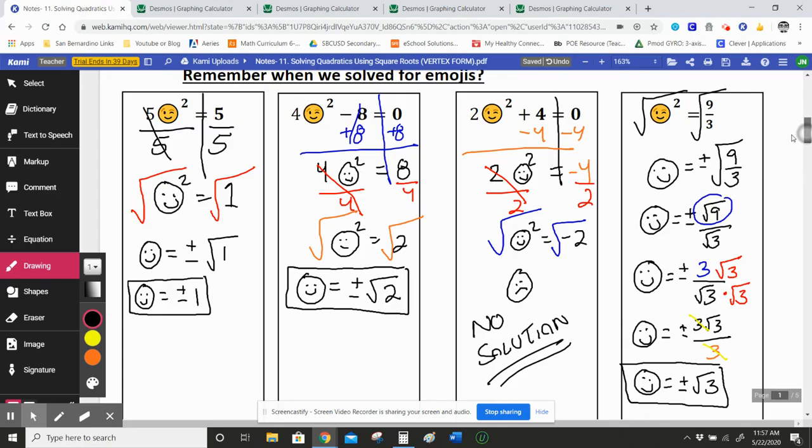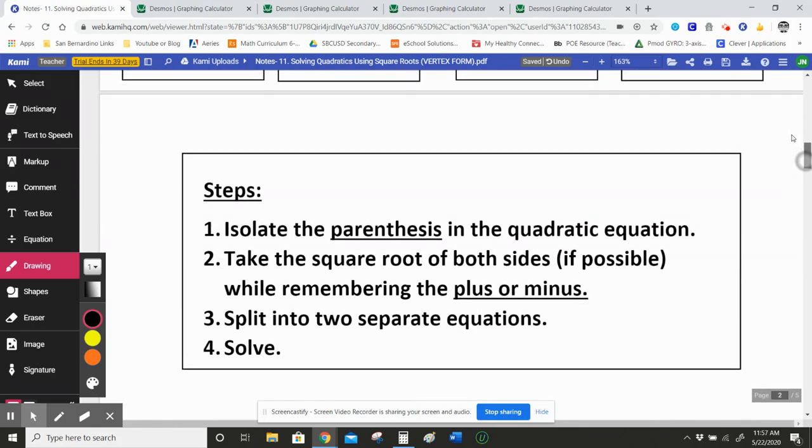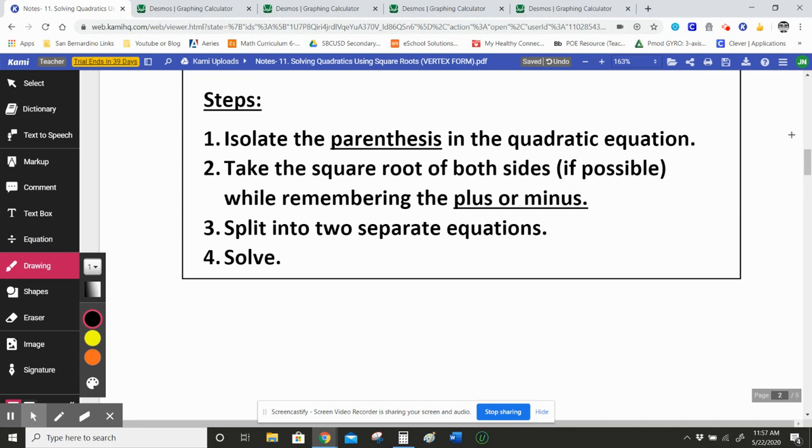Okay, now that you have refreshed your memory of how to solve emojis, let's actually talk about how to solve quadratic equations in vertex form. These are the steps you absolutely need to remember. So step number 1 is you have to isolate the parentheses in the quadratic equation. So we're going to treat this the same way that we're going to treat the emojis, basically get the parentheses by itself. Step 2, we have to take the square root of both sides, if possible.